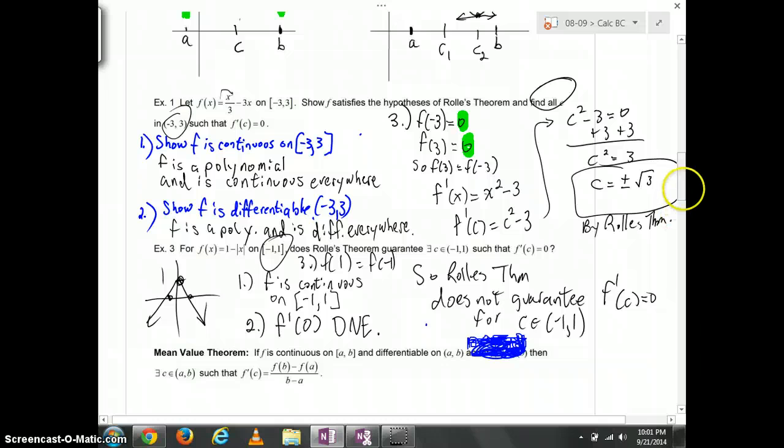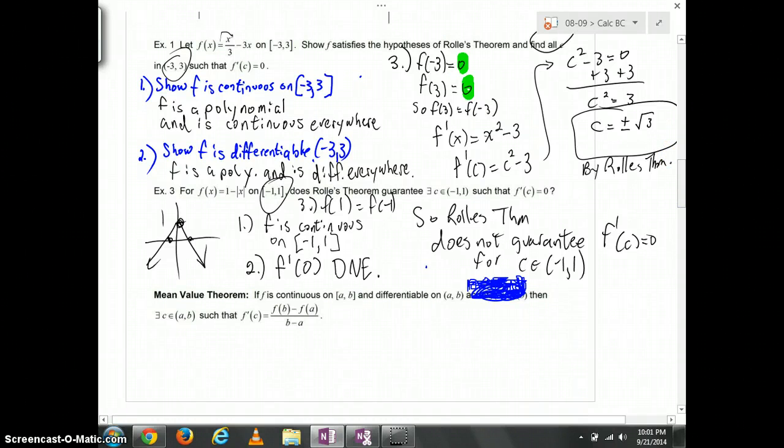Okay, so real quickly, let's go to the mean value theorem. The mean value theorem is incredibly important, super important. It's actually covering Rolle's theorem. Rolle's theorem is actually just a very special case of the mean value theorem. So the mean value theorem is the big idea of today. It's our major learning target.